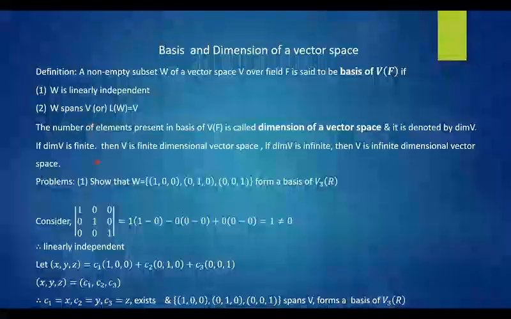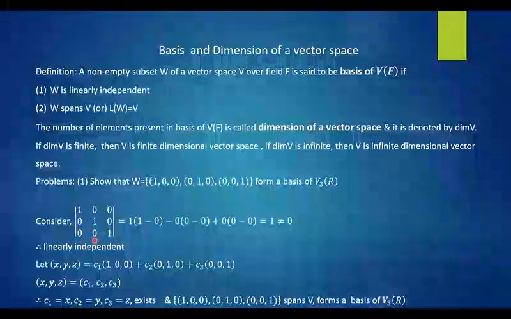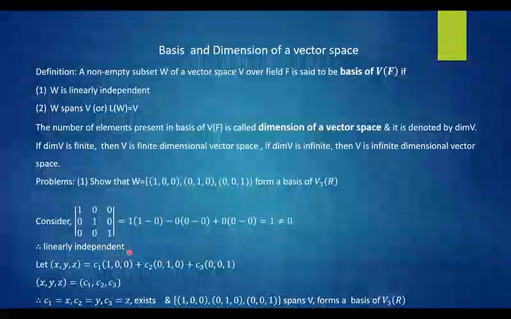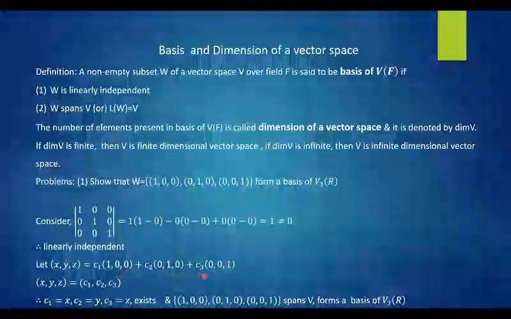Forms a basis of V3(R) means, by the definition of basis, it should satisfy two conditions: W is linearly independent, and W spans V. So to show that it is linearly independent, we take the determinant of the vectors column-wise or row-wise, anything is okay. Then if the determinant of the three vectors is non-zero, it is said to be linearly independent.